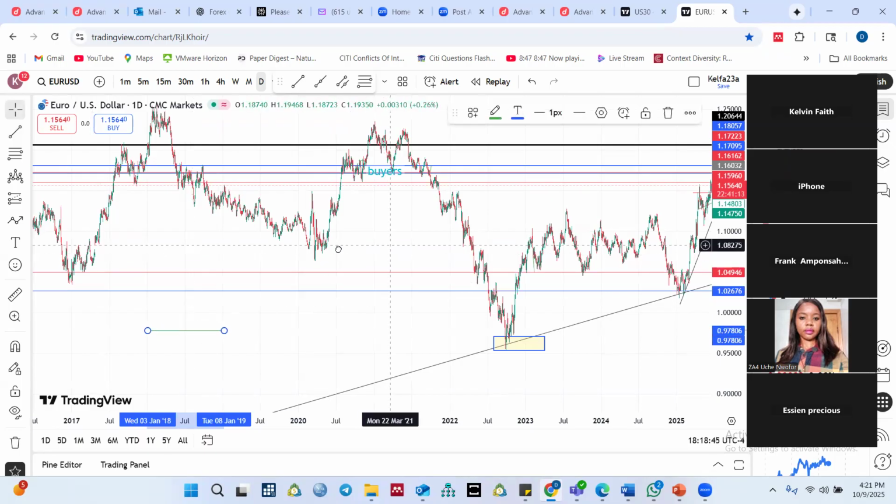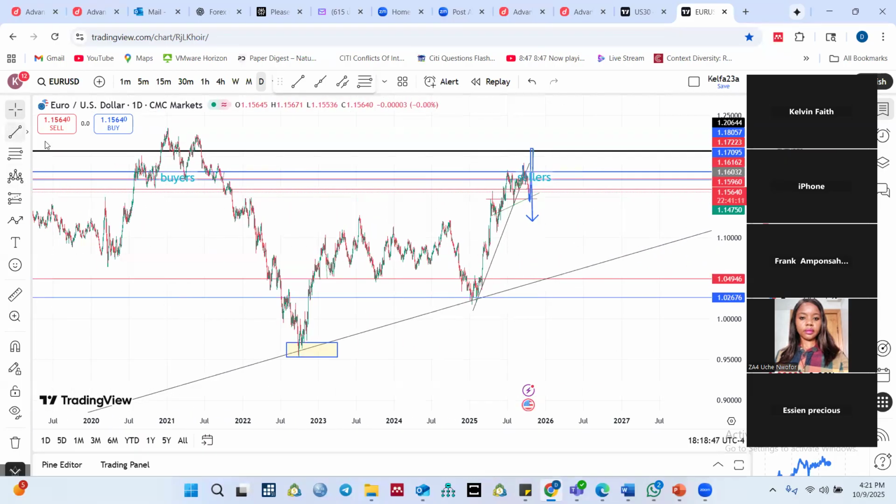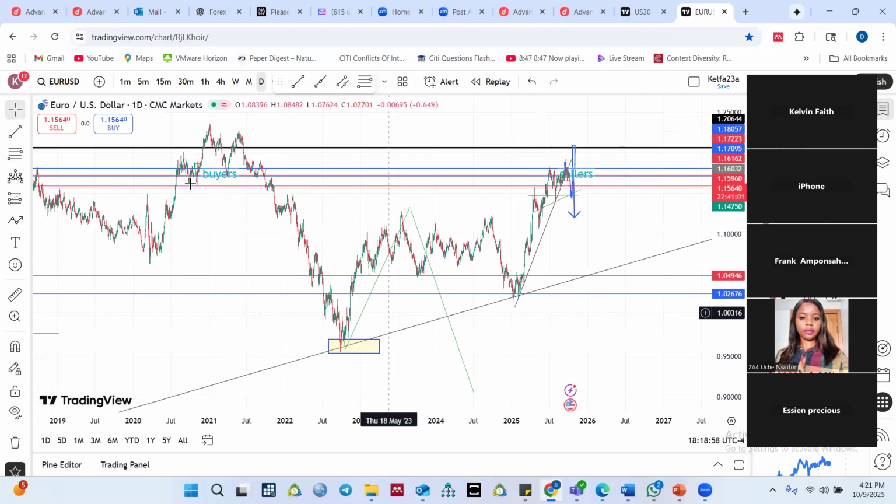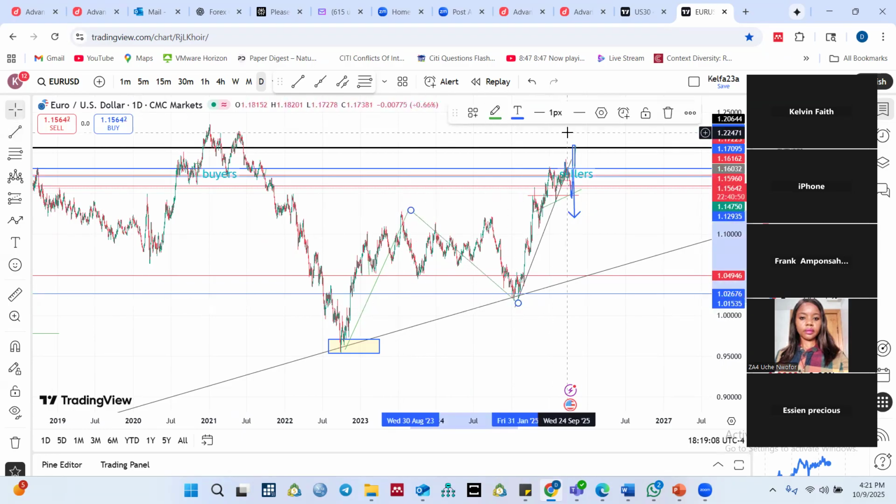So what do we expect? We expect a pullback, and then we expect price to drop again to give us a new low, so that we can now say that this is bearish, a downtrend. But when it pulled back, it stopped here and it kept going up. So what is the meaning of this?